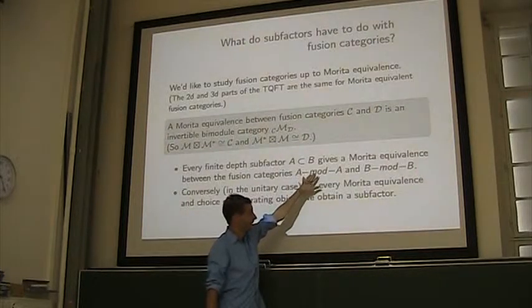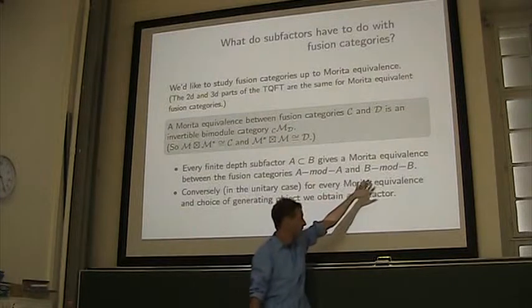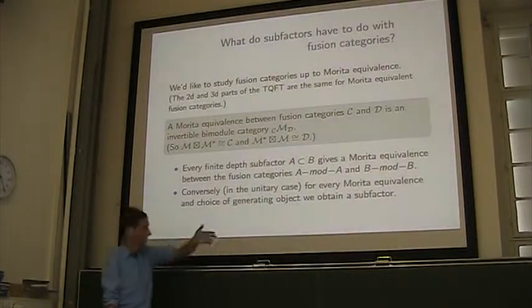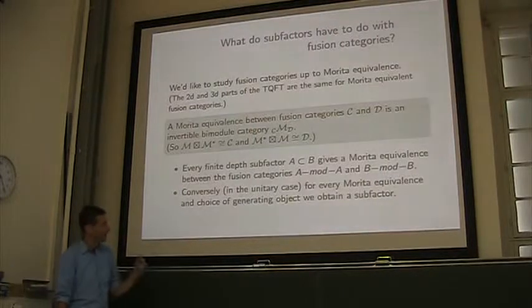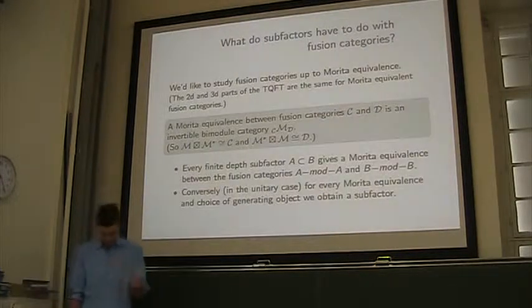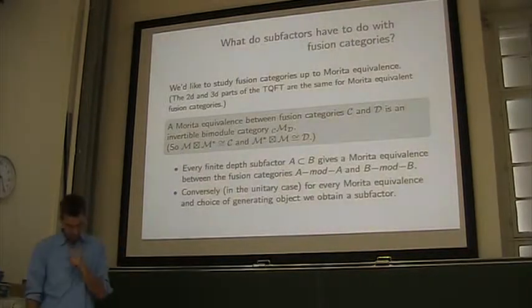So that's some fusion category. And you can also look at all the B-B bimodules. Again, you can build these using this inclusion, and that's some other fusion category. And then the collection of A-B bimodules, it turns out, is also a Morita equivalence between those two fusion categories. Now, this isn't just a source of examples of fusion categories and Morita equivalences between them.